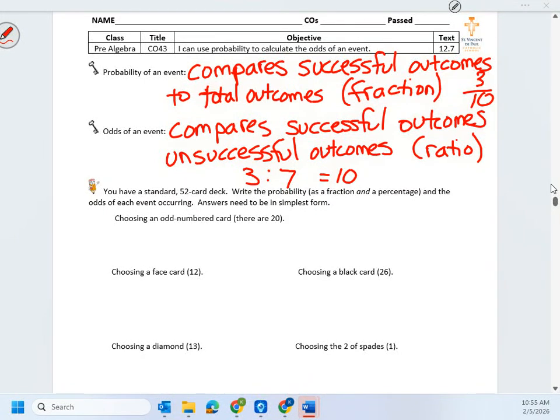So our numbers are used differently. Super important that we know the difference between probability and odds, what those numbers mean. Successful is always the first. That's the easy one. But with probability, the other number you're given is the total number of outcomes. With the odds, the other number you're given is the unsuccessful outcomes. We're going to put that into action.